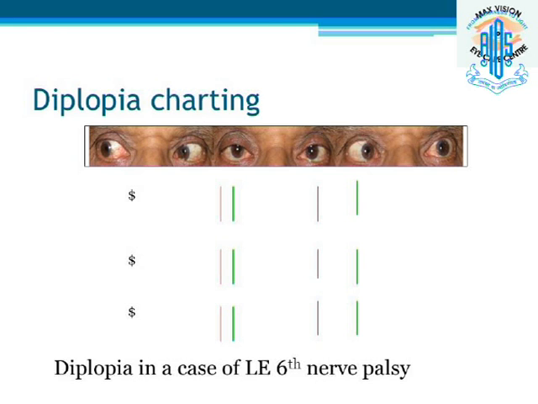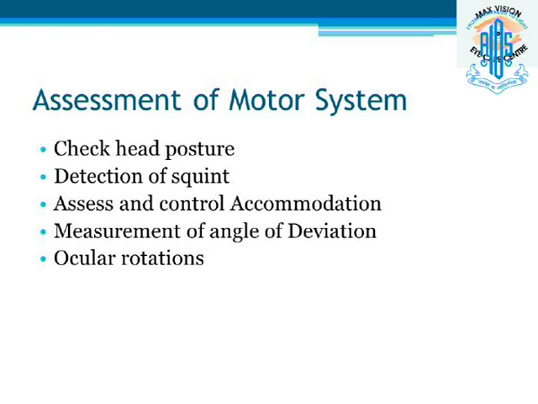And this is how a diplopia charting is recorded, where we can have binocular single vision on one gaze and increasing distance on the other gaze. So this is a case of left sixth nerve palsy. Assessment of the motor system involves checking the head posture, detection of squint, assessment and control of accommodation because it can give variable results in measuring of the squint, measurement of angle of deviation, ocular rotations.